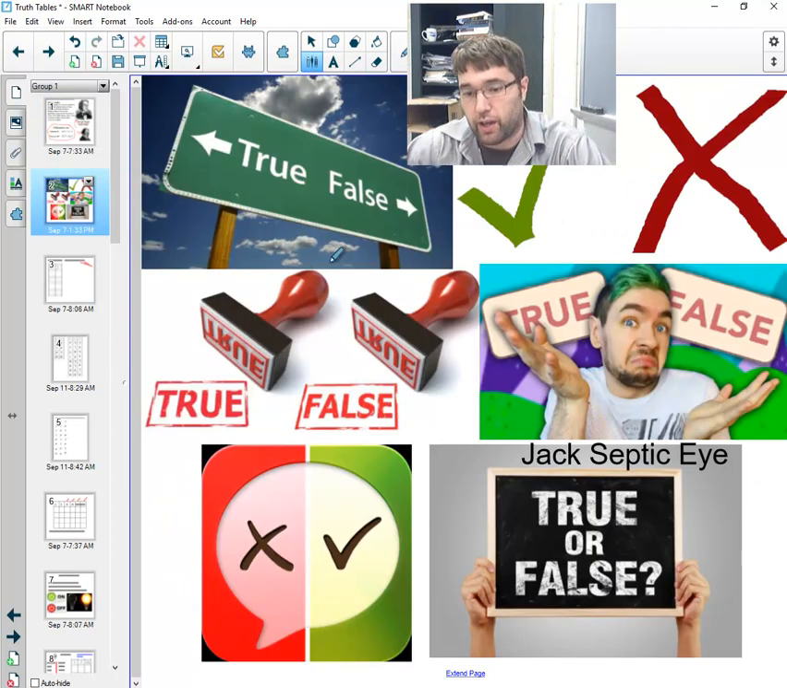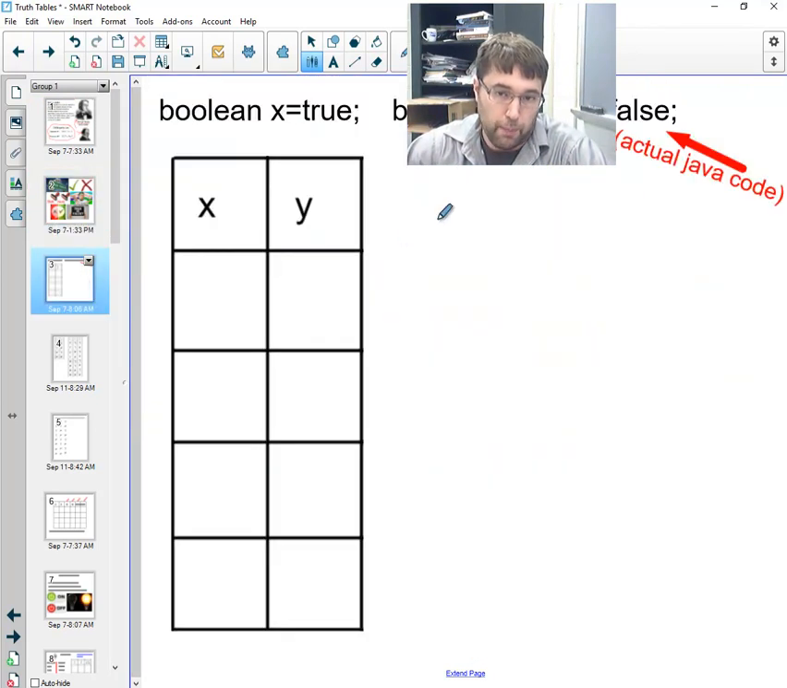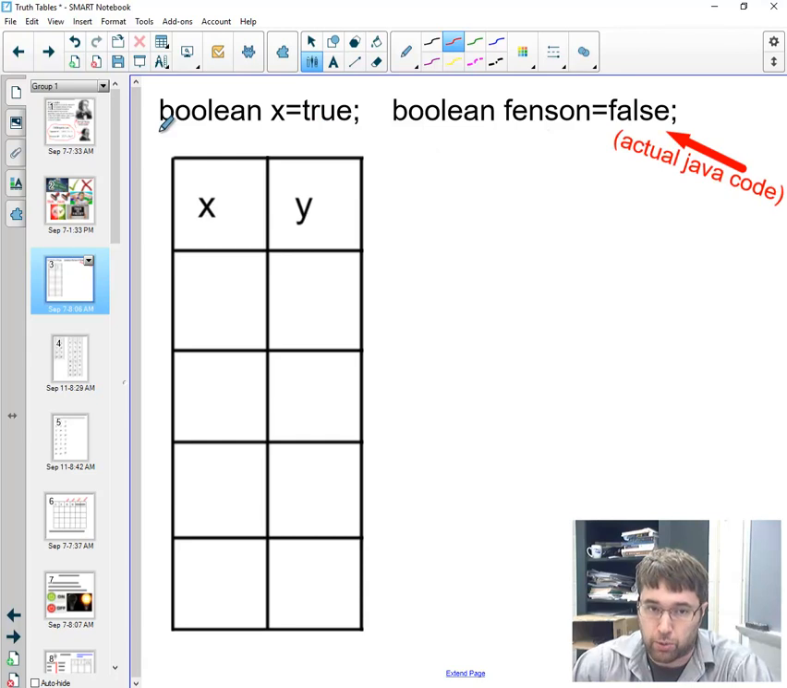Basically what we're learning today is true or false. This is the actual code in Java that it looks like when you're going to be making it. Realize Fenton and X are variable names, which could be anything. We're assigning the value true or false.